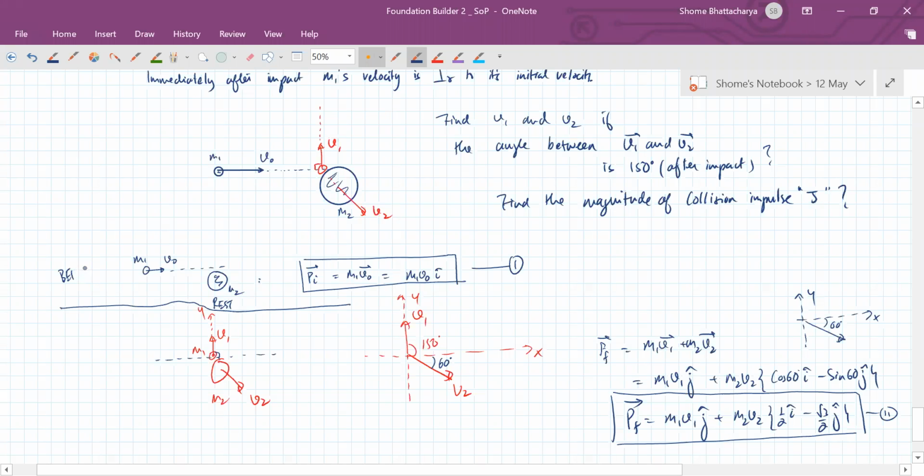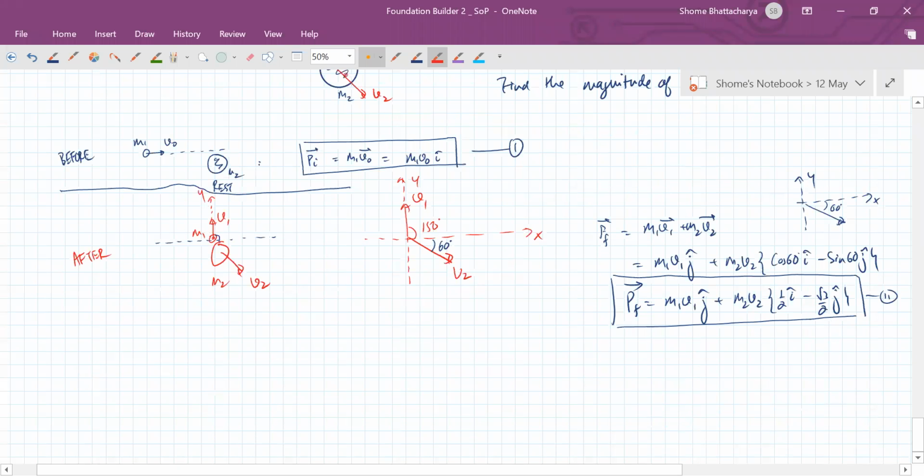This is before impact. This is after impact. So next step, we can just apply conservation of momentum for the system.